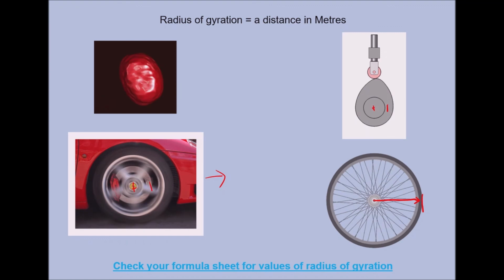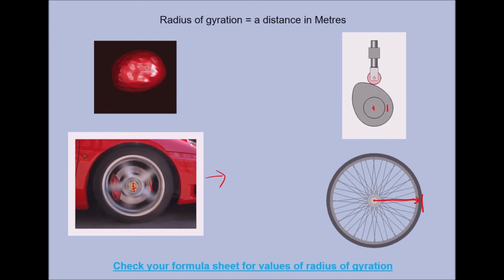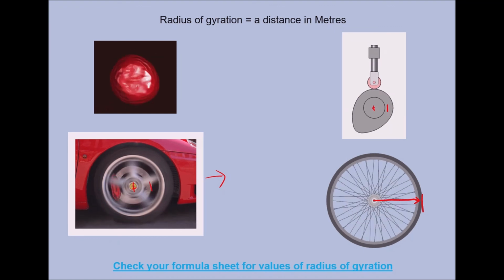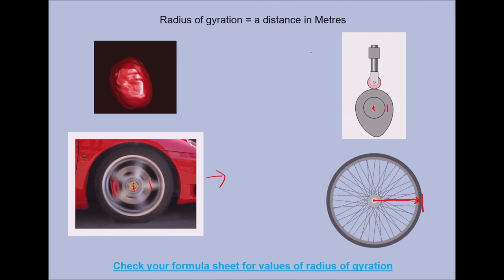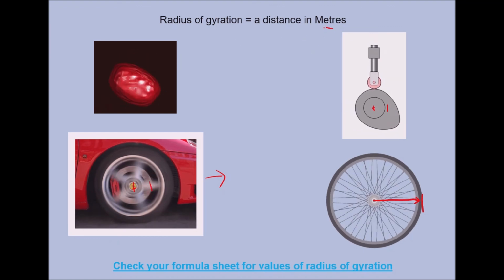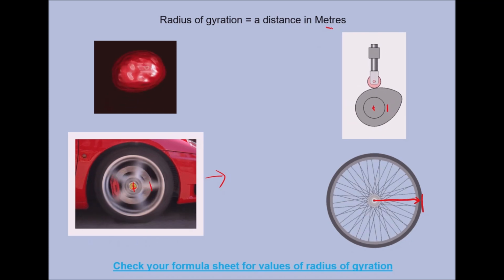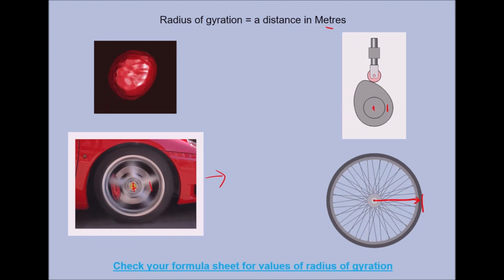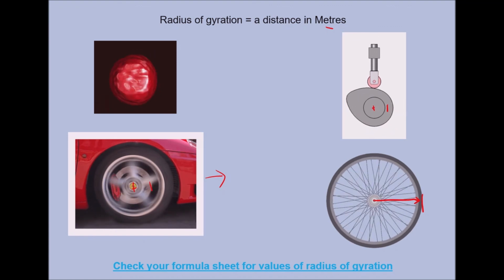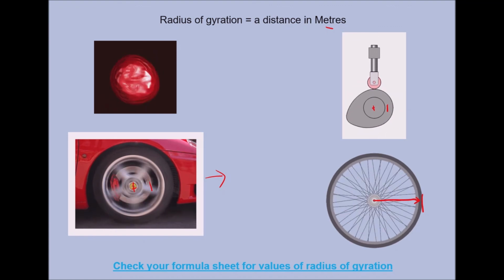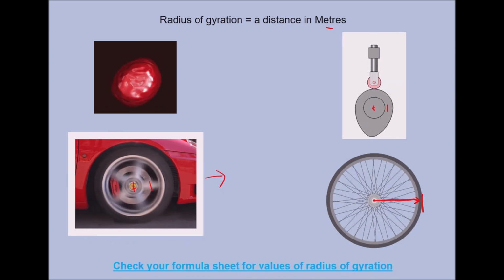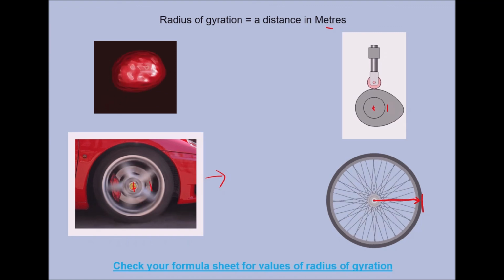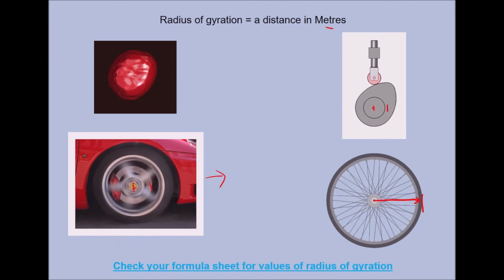Again, check your formula sheets for radius of gyration, and when you get given that value, it's always in meters. So don't get confused by any of the other units. It's always in meters. So when you apply that to your rotational kinetic energy formula, make sure you're using those meter values. And again, you can check the previous videos on the playlist for how to convert between units, etc.